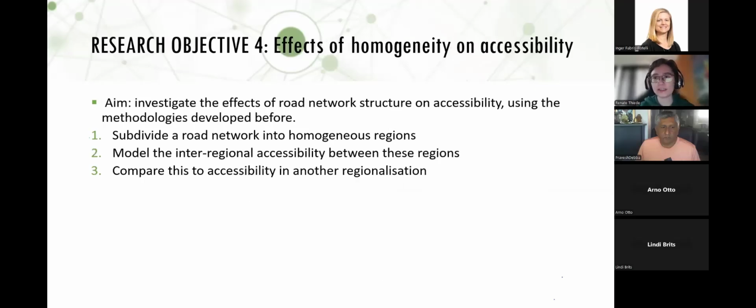Then research objective 4 basically puts everything together. That aim was to investigate the effect of road network structure, so specifically homogeneity, on accessibility using research objectives 1 to 3. The overall methodology was to firstly subdivide a road network into homogeneous regions using the clustering method that I just presented, then model the accessibility between these regions using the accessibility model of research objective 1, and then finally compare this to accessibility in another way of subdividing this road network. So see whether the homogeneity clustering regions actually give different accessibility results than something like administrative units.